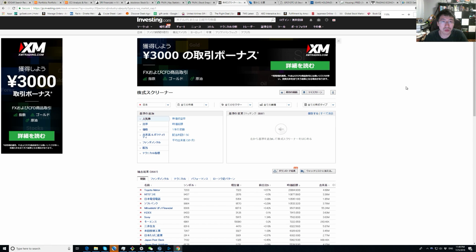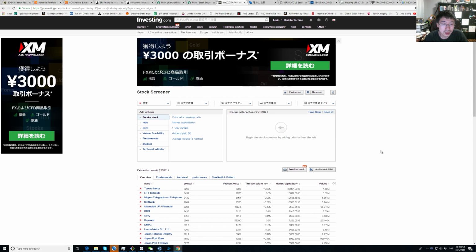And this one I use for Japanese stocks. It's a screener for Japanese stocks. You can use translation to use this website. I think you can do it here. Translate. Yeah, Google does a pretty good job. So that kind of works.